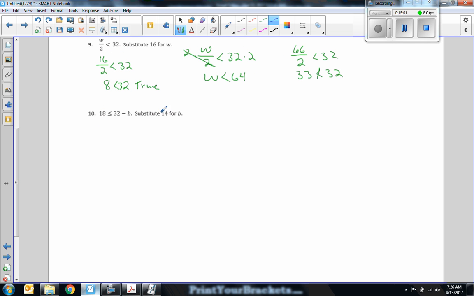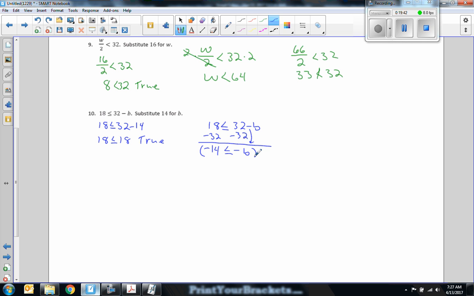Number 10. Substitute 14 in for b. I get 18 less than or equal to 32 minus 14. Do the calculation. 32 minus 14 is 18. 18 is less than or equal to 18. That is a true statement. It is equal. To make the statement false, we have to solve for the variable. In order to get b by itself, I have to get 32 over to the other side. When I do that, 18 minus 32 is -14, is less than or equal to, don't forget this negative sign, negative b.